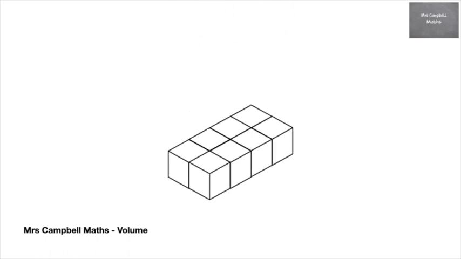And here we have a shape now, which again is a cuboid. It's 4 by 2, or 2 by 4 by 1. Let's count the cubic centimetres that we have there. 1, 2, 3, 4, 5, 6, 7, 8. So that's a cuboid, and the volume of that, there are 8 cubes, each 1 cubic centimetre. So the volume of that shape is 8 cubic centimetres.